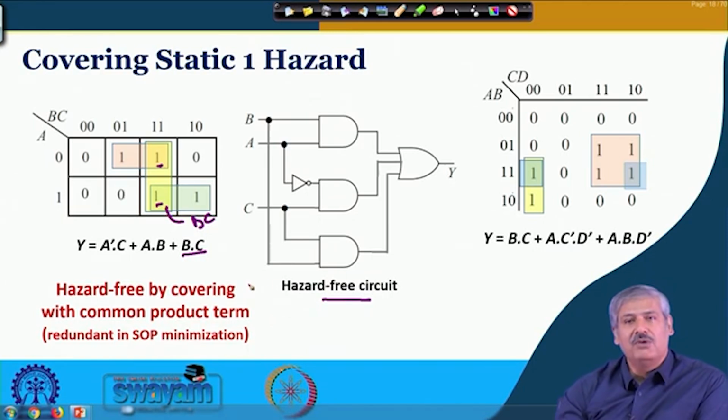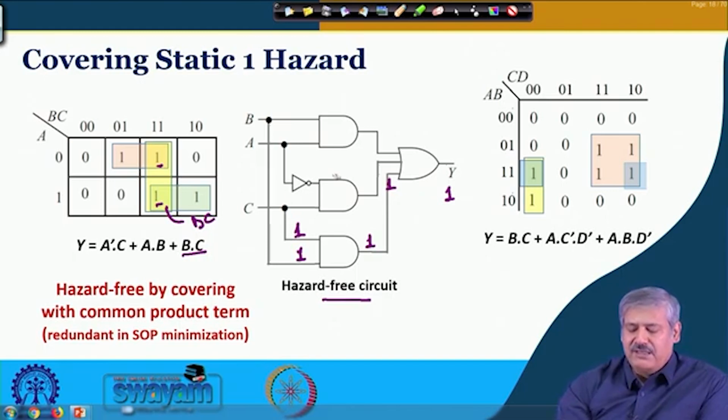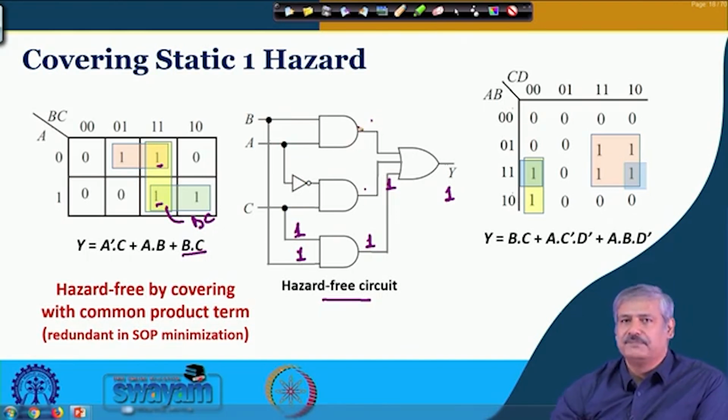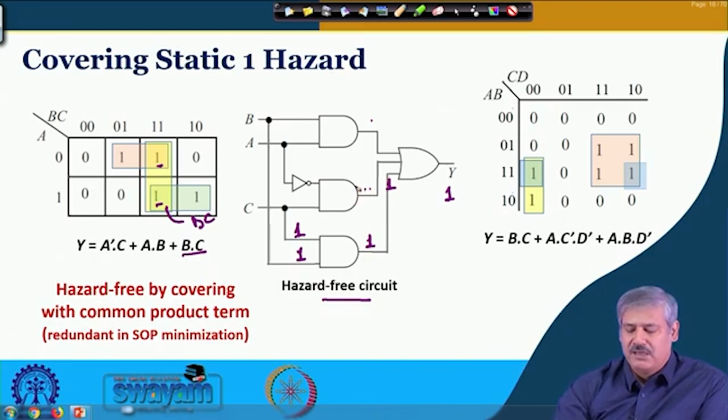When B and C are 1 and 1, then only the glitch was there, right. So, B and C are 1 and 1, what is happening? This is 1, this is 1. So, the output is held at 1, since for an OR gate, if any input is 1, the output is 1, right. So, even if A changes from 1 to 0 and there are some changes happening over here and here, momentarily they are becoming 0, this is becoming 0 for some time, this is becoming 0 for some time.